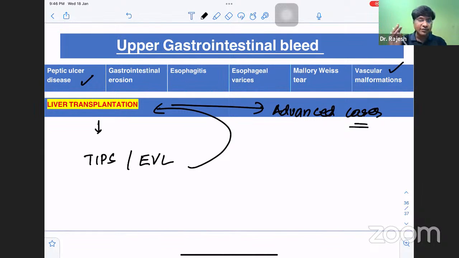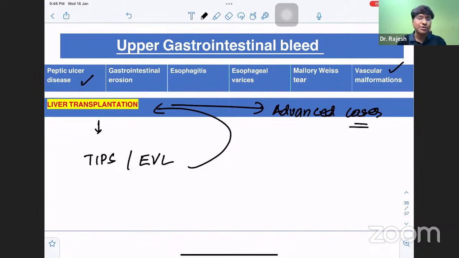And the presentation will be in the form of hematemesis, melena. And you have to check the volume status, right? And the next important thing is you should know the vascular lesions. What are those vascular lesions which can present as upper gastrointestinal bleed? They are angiodysplasias, telangiectasias, and Dieulafoy lesion.